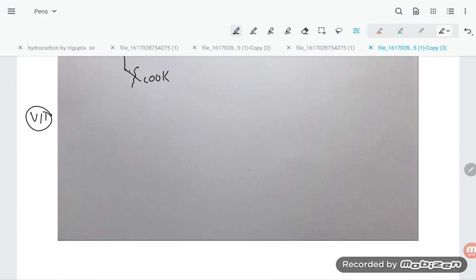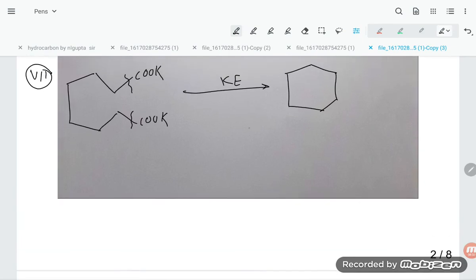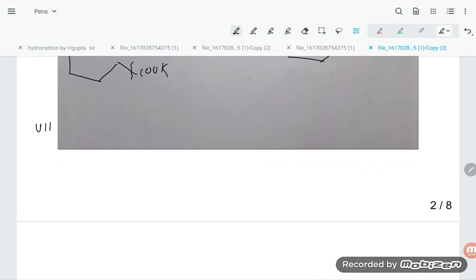Okay, so in the 7 number, if you see, this is the sodium salt of the dicarboxylic acid, and here is COOK. So this is going to split here, this is going to be Kolbe electrolysis. So if you check it, dear student, cyclohexane will be formed here. Okay, this one. Suppose 8 number, if you see, student, 8 number.